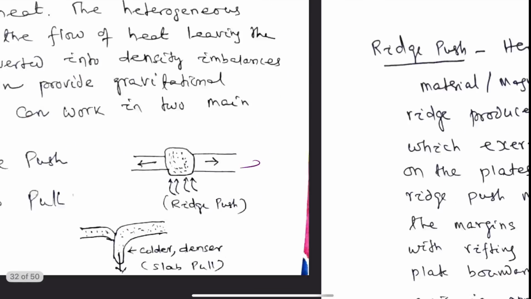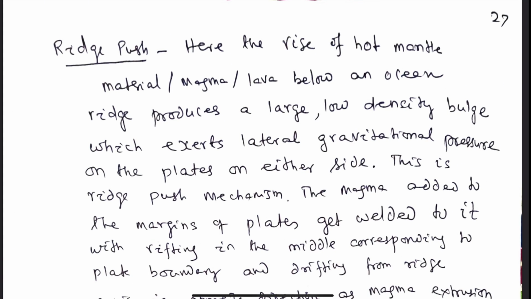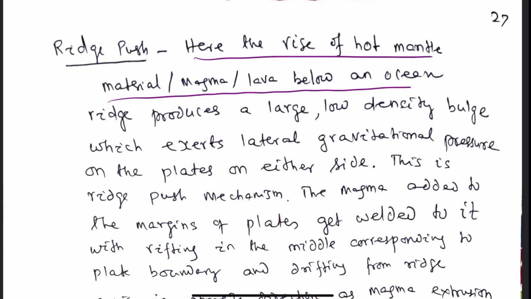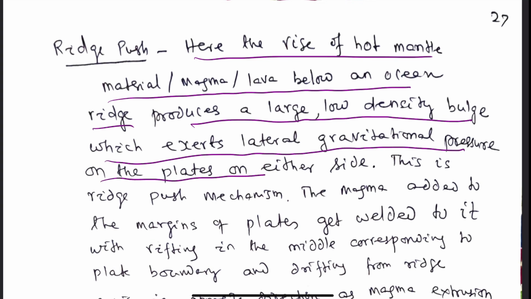Besides these, we have the ridge push. Here the rise of the hot mantle material or magma lava below an ocean ridge produces a large low density bulge which exerts lateral gravitational pressure on the plates on either side. This is the ridge push mechanism.